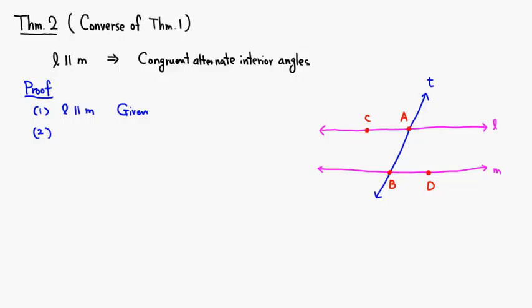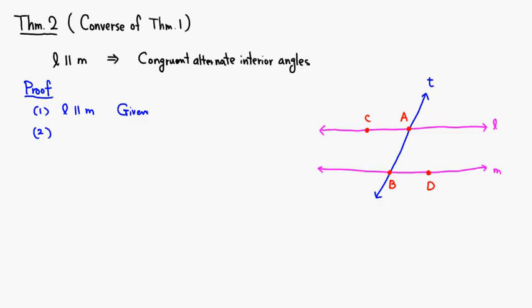All right, let's look at Theorem 2, the converse of Theorem 1. Now we have the parallel postulate, we can establish the converse of Theorem 1. So it says this: if you have two parallel lines, then alternate interior angles are congruent. All right, so let's do that.